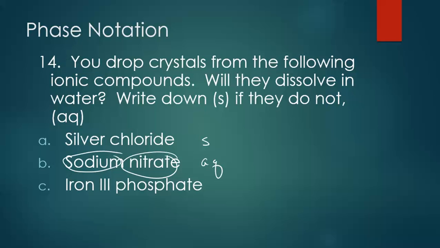Iron 3 phosphate. Look up iron 3. There's an iron 2. We're looking for iron 3. And push your finger across till you find phosphate. What does it say? S. Emmy, help her with this next one. Copper 2 chloride. Copper 2 and then chloride. It is AQ.